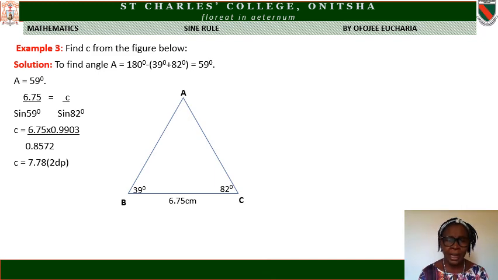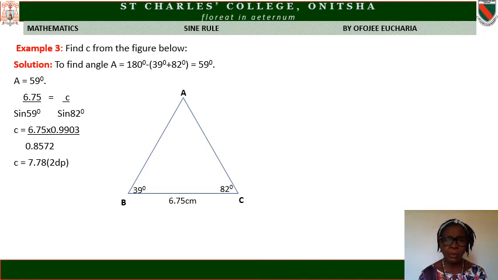And to find angle A, remember, my students, that the sum of angles in a triangle is 180 degrees. And since B and C are given, we can use this to find A. So when we add 39 and 82, we subtract it from 180, and we now get A as 59 degrees. So we now combine A and C. Now, what you say is 6.75 over sine 59 degrees equals c over sine 82 degrees.